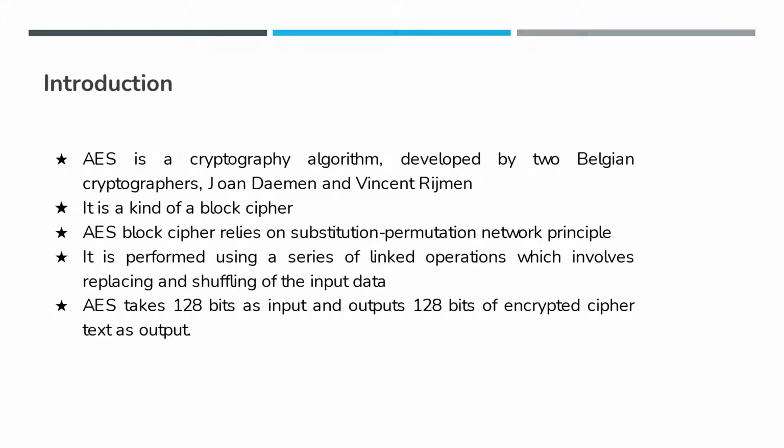What is AES cryptography? AES is a cryptography algorithm developed by two Belgian cryptographers, Joan Daemen and Vincent Rijmen. It is a kind of block cipher. The AES block cipher relies on the substitution permutation network principle. It is performed using a series of linked operations which involve replacing and shuffling of a data input. AES takes 128 bits as input and outputs 128 bits of encrypted cipher text.